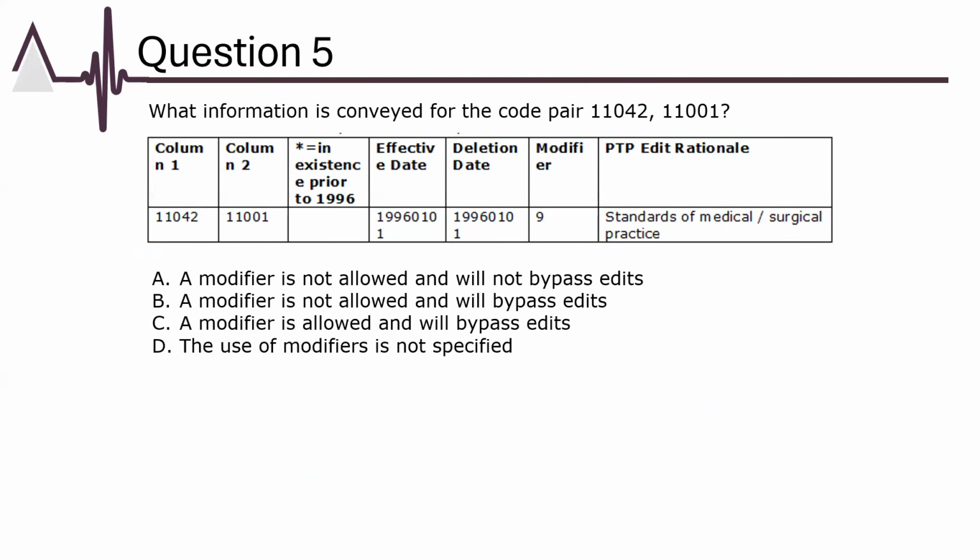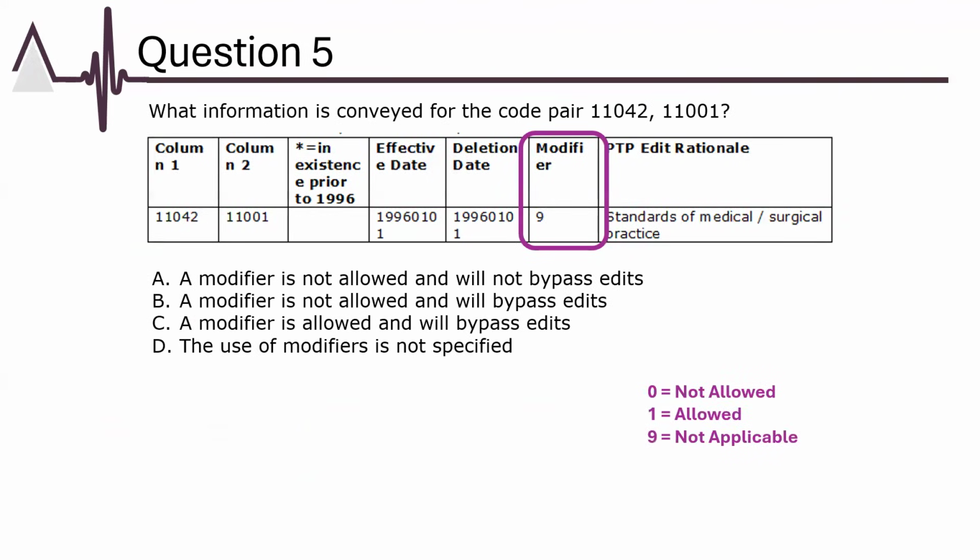Question 5. What information is conveyed for the code pair 11042 and 11001? A. A modifier is not allowed and will not bypass the edits. B. A modifier is not allowed and will bypass the edits. C. A modifier is allowed and will bypass the edits. D. The use of a modifier is not specified. We want to look at our modifier column.